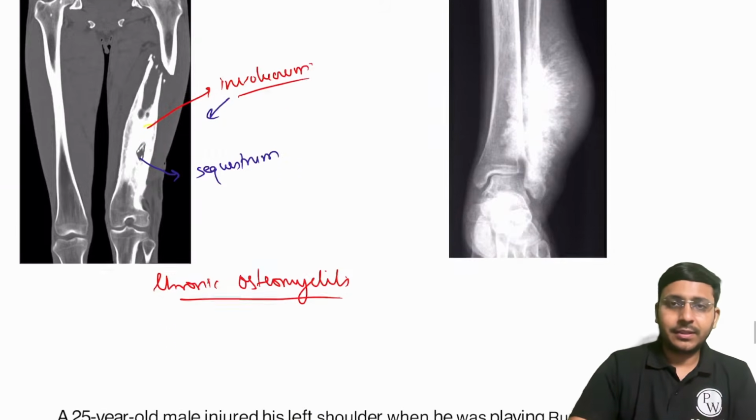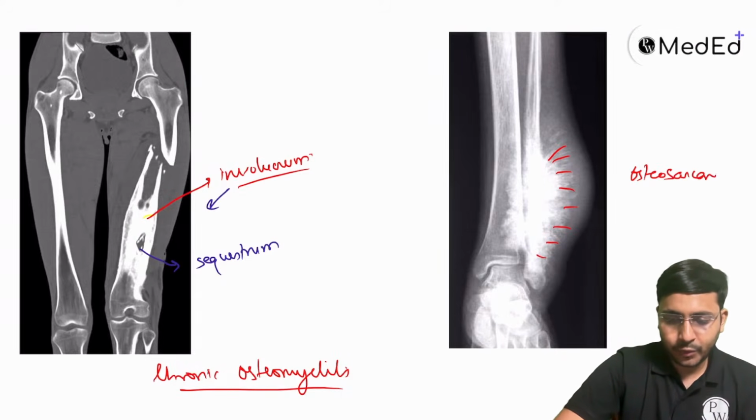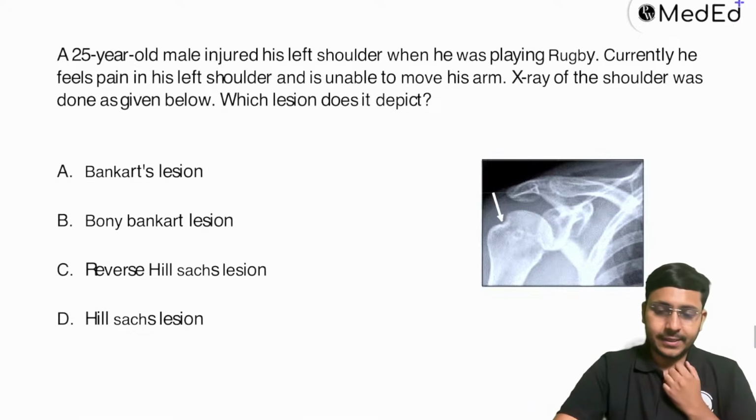Now, what is this? Again, a single answer. Swelling around the bone with sunburst periosteal reaction. What is the diagnosis? Osteosarcoma. Okay, all of you know this. No need to comment.